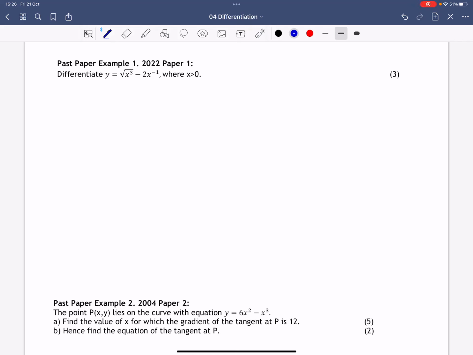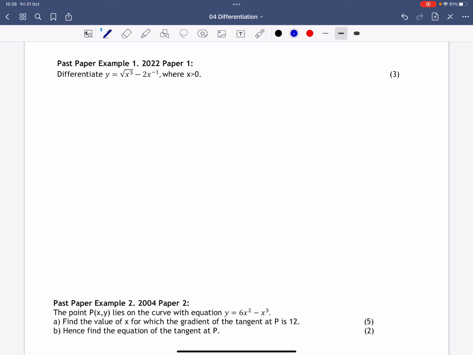Okay, let's take a look at the past paper questions then. This one is from 2022 and it's worth 3 marks. Just simple differentiation. Differentiate the square root of x cubed minus 2x to the power minus 1.